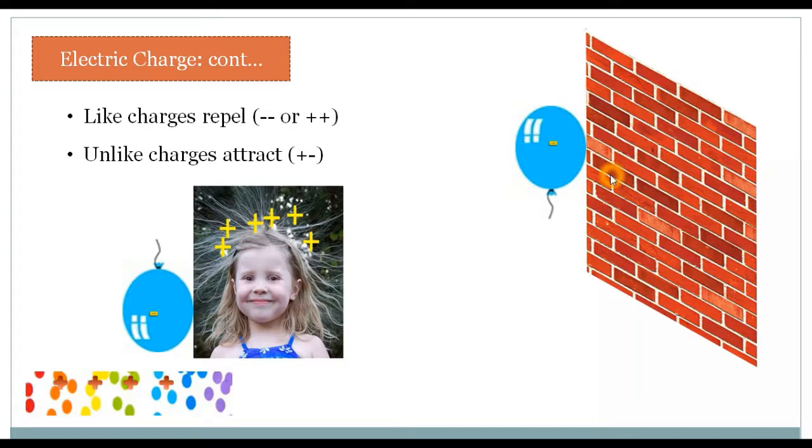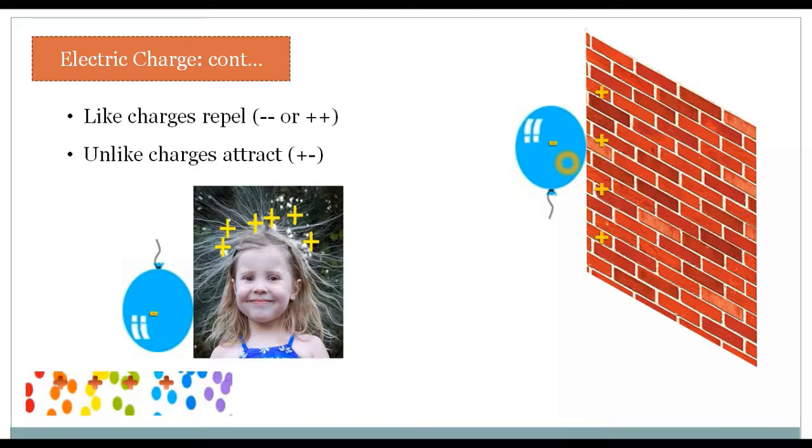The wall as such is neutral, it's carrying both positive and negative charge. But what happens when this negatively charged balloon is brought near the wall? All the electrons present in the wall tend to move to this side, negative charges, that means electrons. And what are we left with here? We are left with the positive charge, right? So as a result, positive and negative will attract each other. That is why a balloon sticks to the wall.